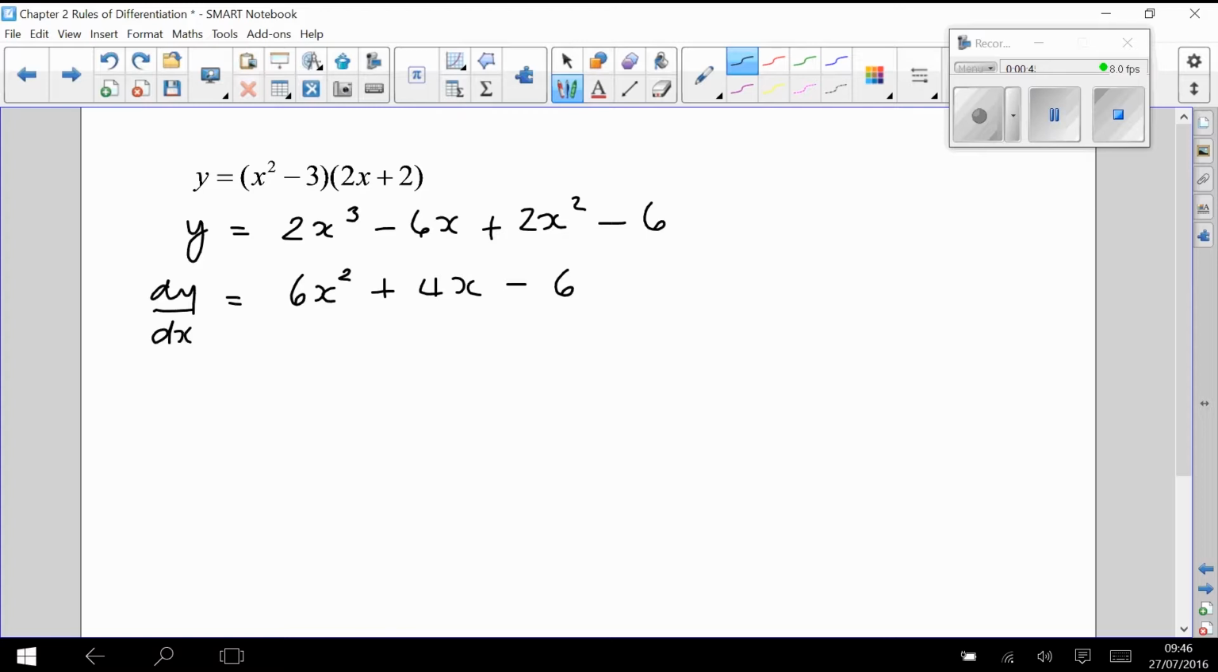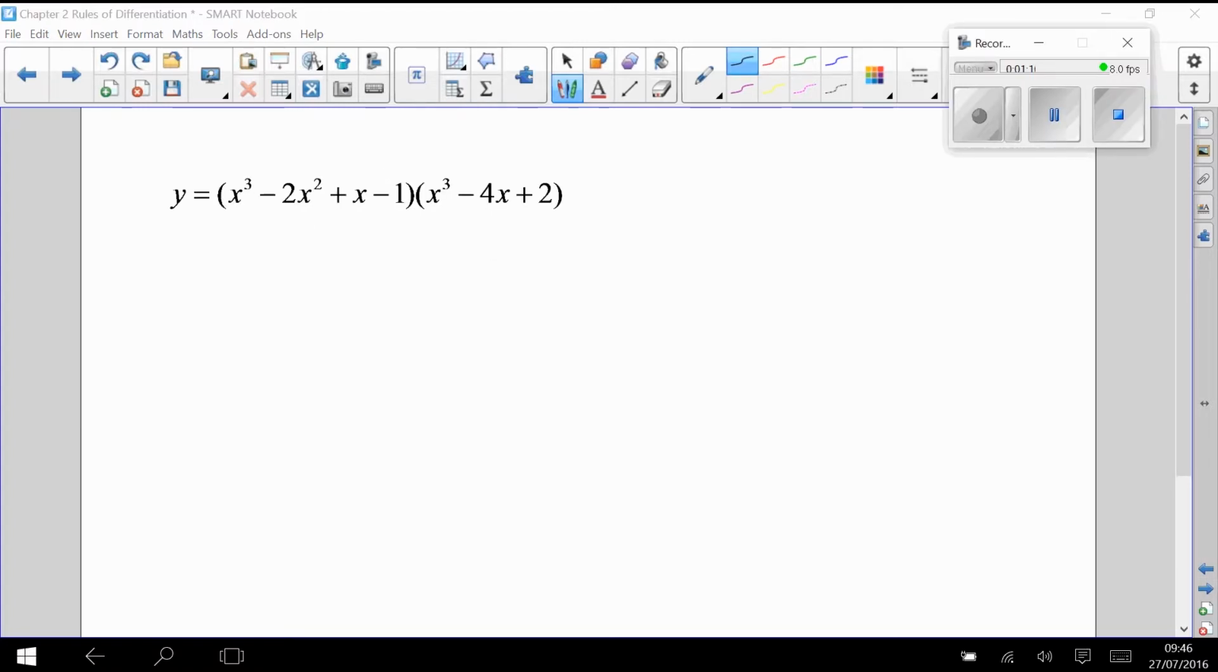Now, had you maybe been tempted to try and find the derivative of the first bracket and then times it by the derivative of the second bracket, you would have been, unfortunately, hopelessly wrong, because this answer is not going to be 2x times 2. So if I have a function made up of a product of two functions, I must make sure that I expand and then use my power rule.